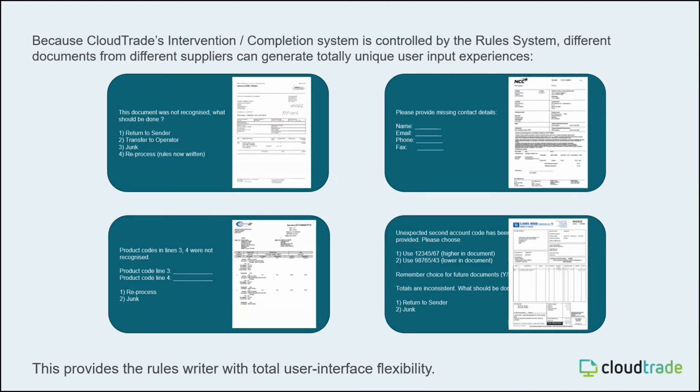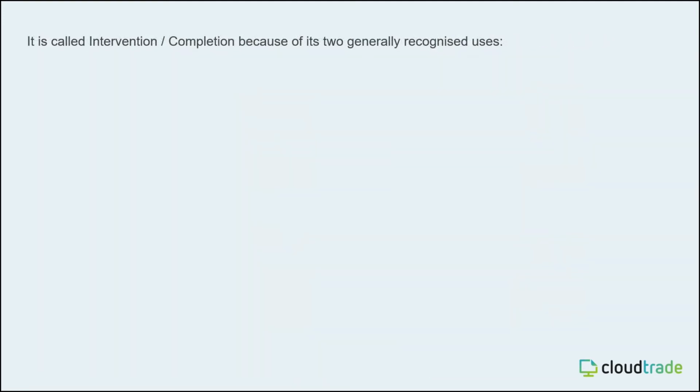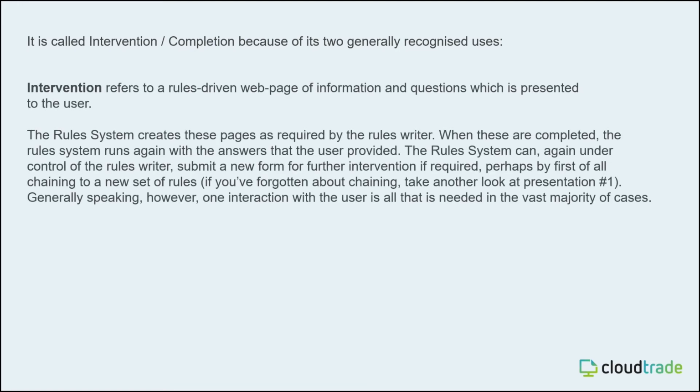We call our system intervention stroke completion because of two use cases. Intervention is where the rules system produces a sort of question and answer form that it sends up to the user, which could be anything really. It's completely under the control of the rules, and it can be any sort of disambiguation that it might need.